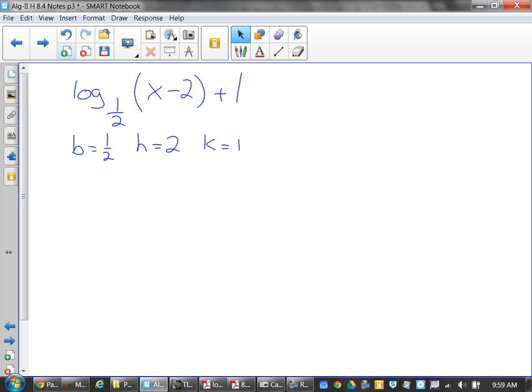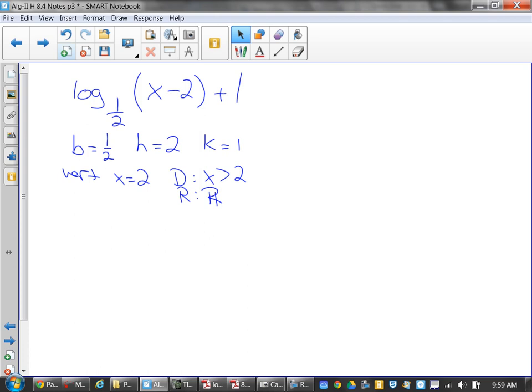So your vertical asymptote is at x equals 2. Your domain is going to be x is greater than 2. Your range is all real. Again, straight from the equations, we know that to be true.